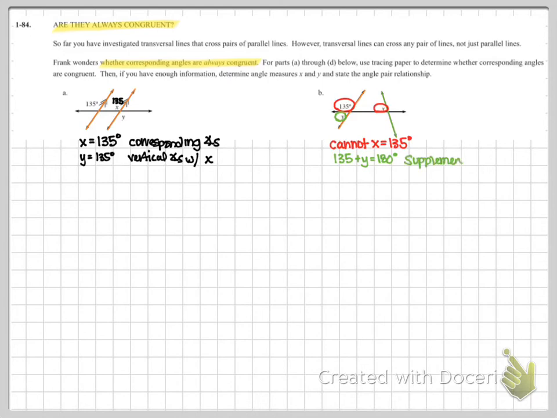Just because corresponding doesn't work doesn't mean that we can't find something else. So I'm going to go ahead and subtract 135 to the other side. Those are going to cancel, and I'm going to get y equals 45 degrees. Okay, but you cannot use corresponding on these.